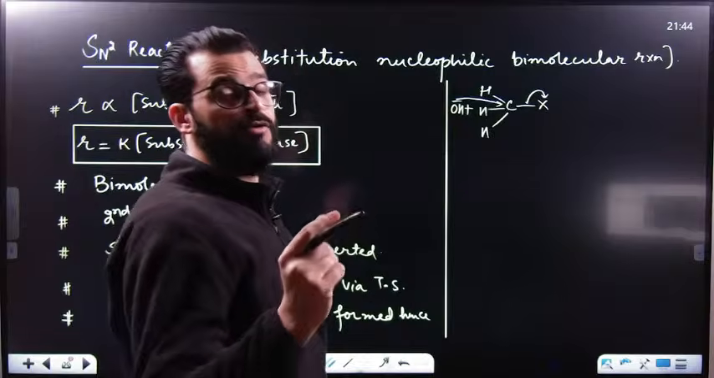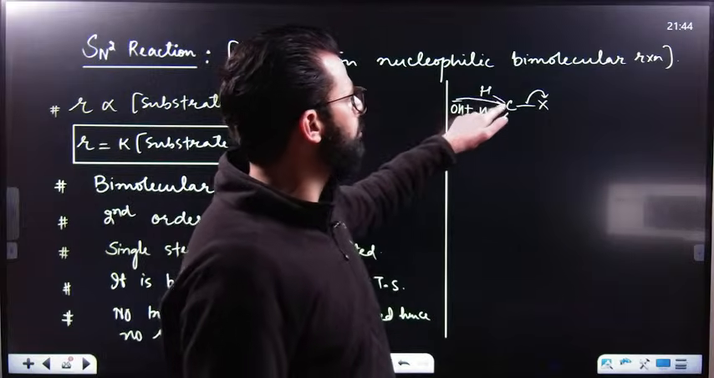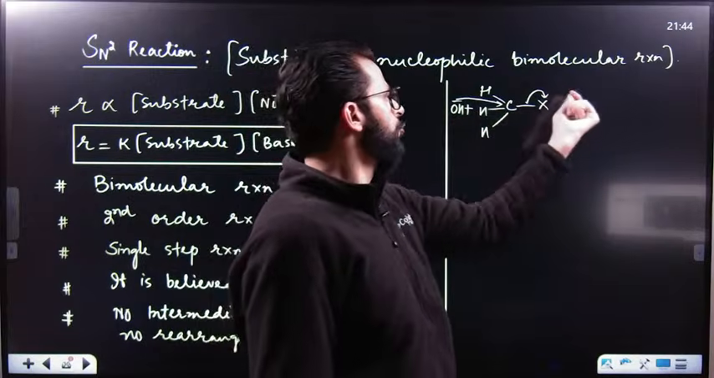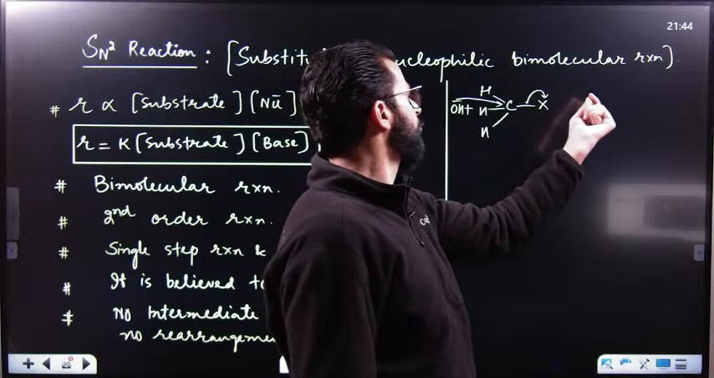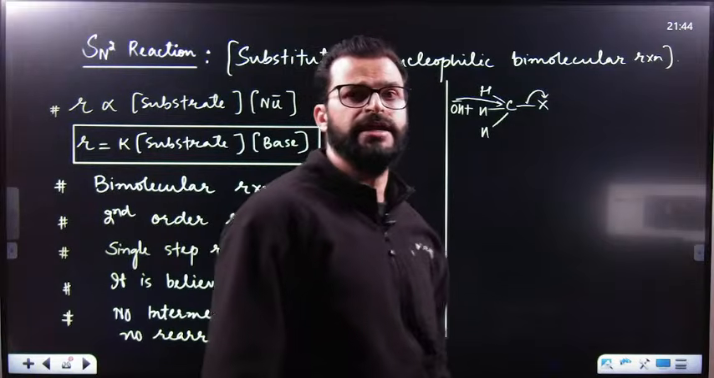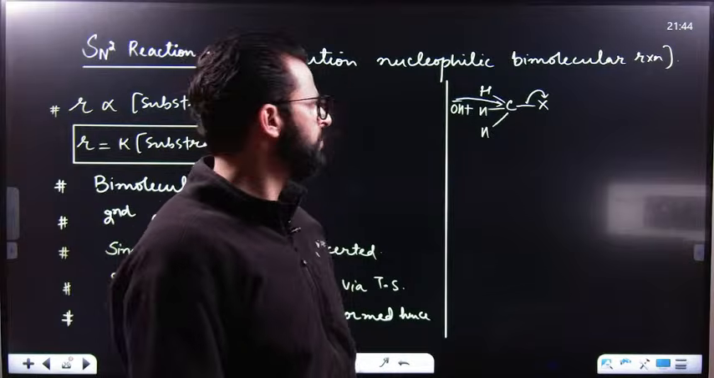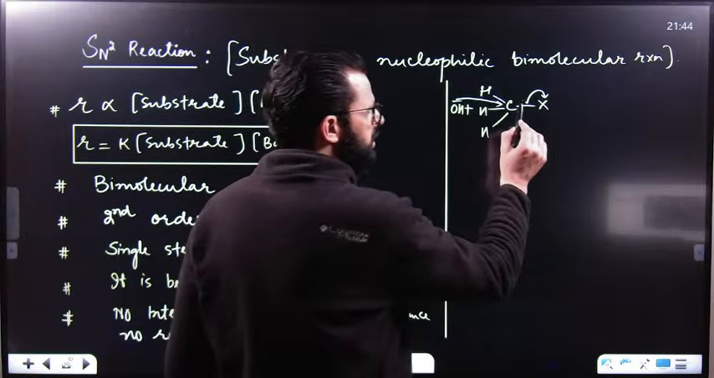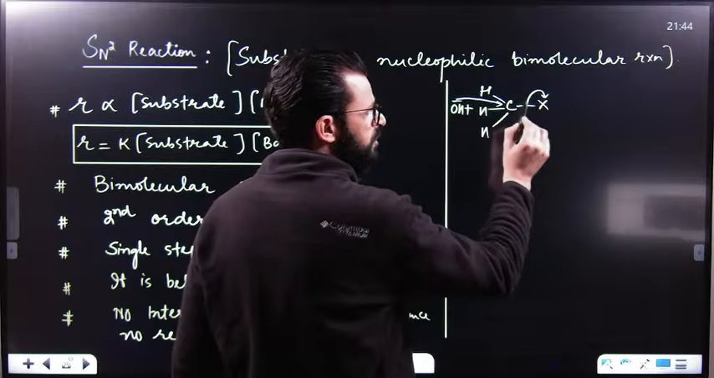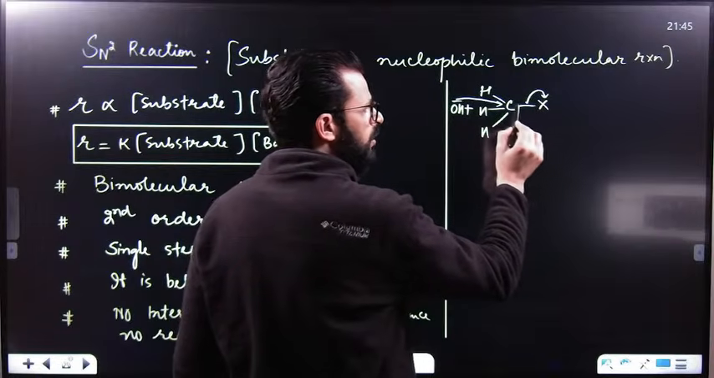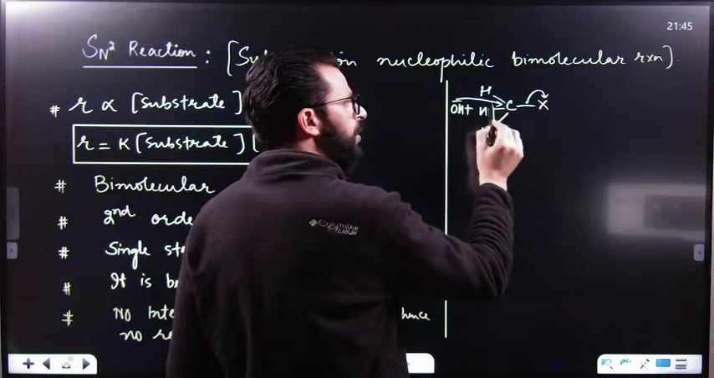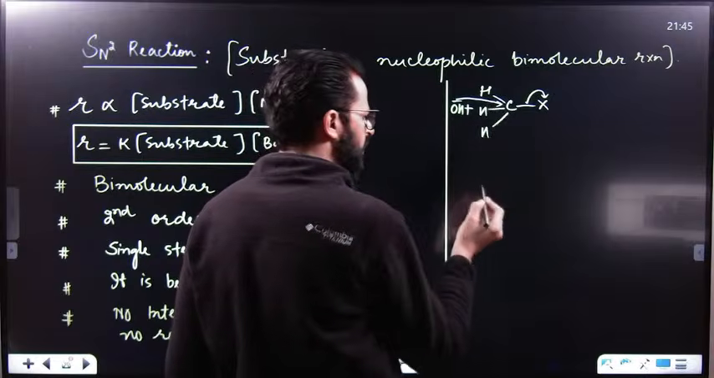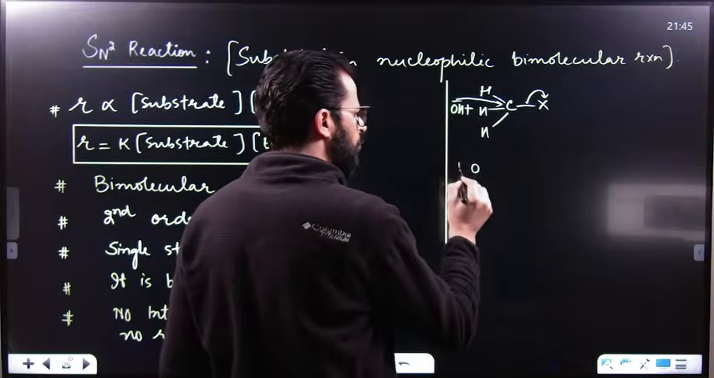Now the question is, why from the backside? Why opposite to the leaving group? Why will this nucleophile not attack from the same side as the leaving group? Because, as we know, this is the bonding molecular orbital, and opposite to that is the anti-bonding molecular orbital. Let me show you like this. This is OH minus.